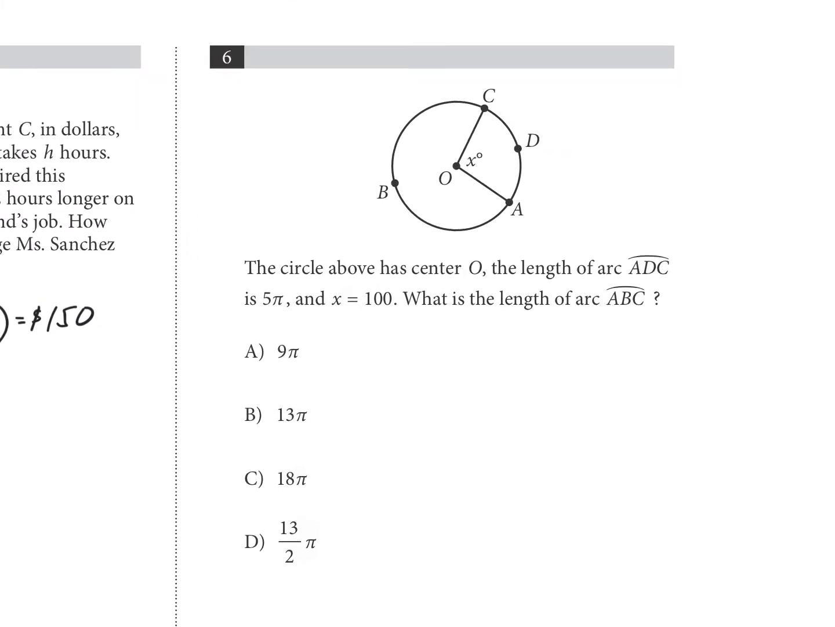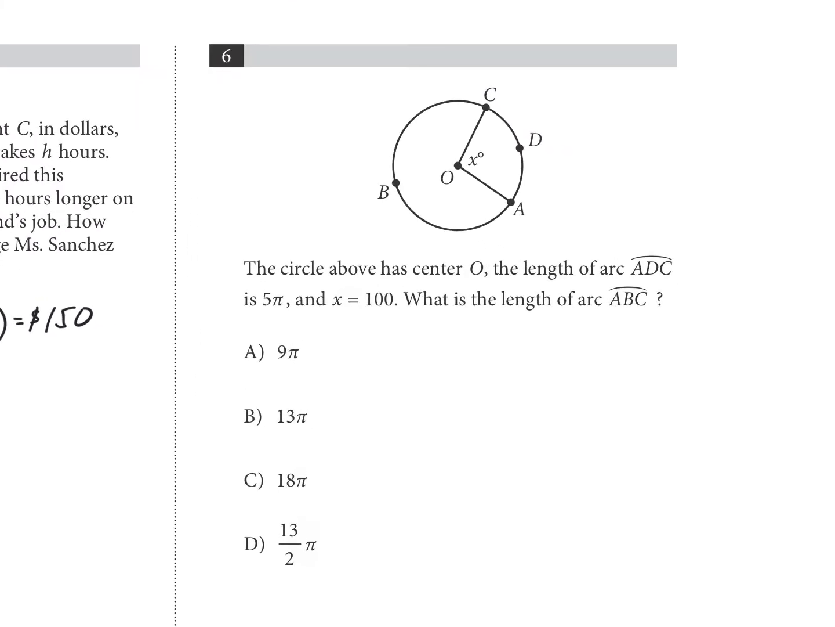All right, question 6. You got a circle. You got a geometry question. Okay, so it says the circle above has a center O, the length of arc ADC. So let's highlight that. ADC is this arc here, is 5 pi.